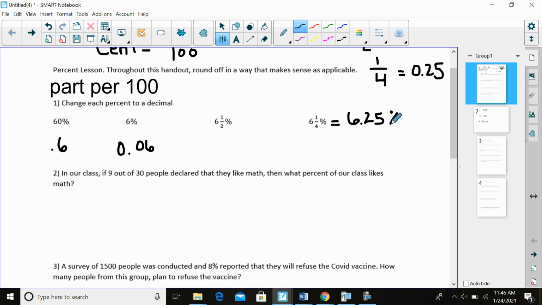Okay, so here it is still as a percent. I move that decimal over 2 places and it's 0.0625.